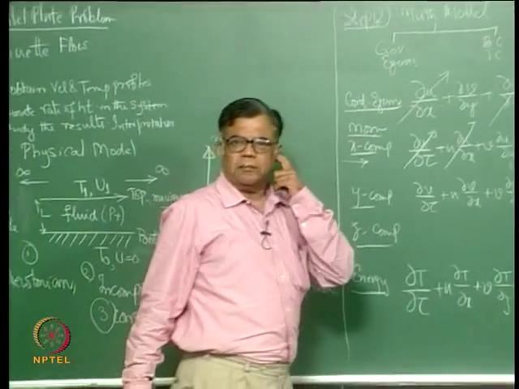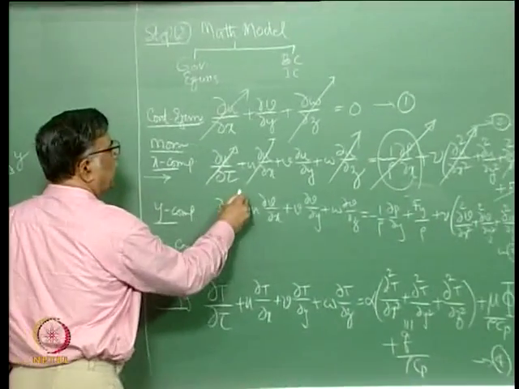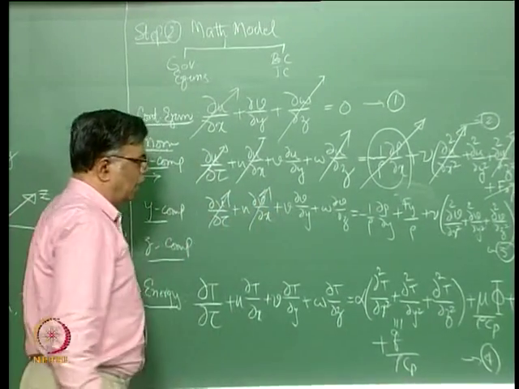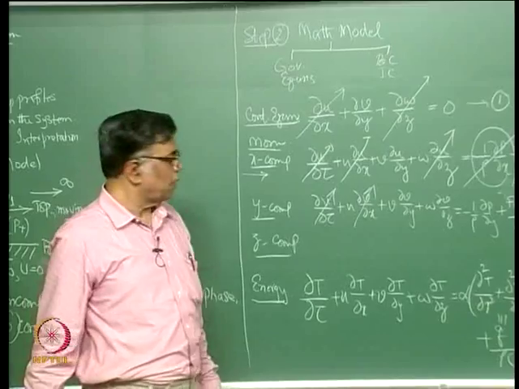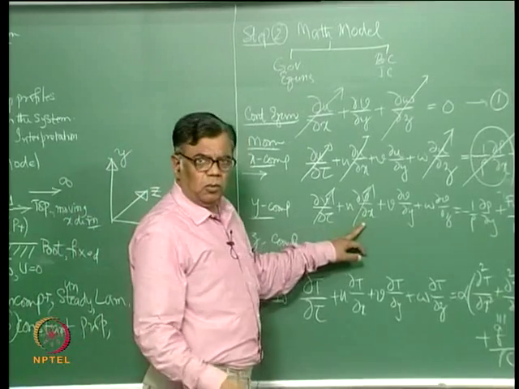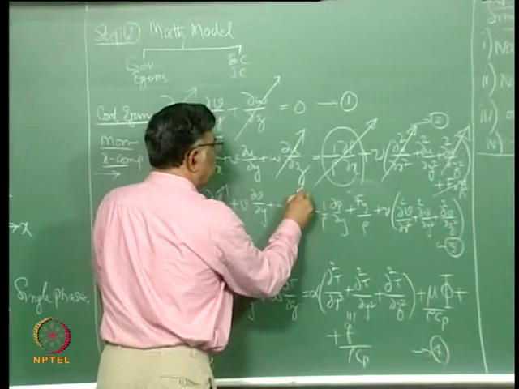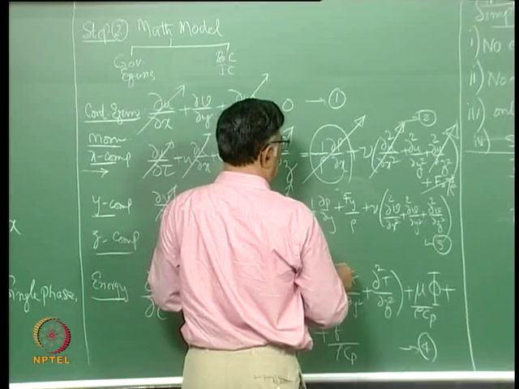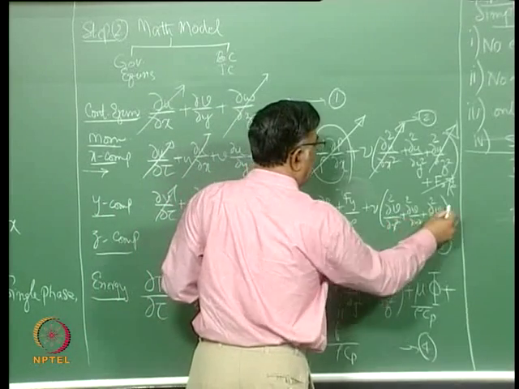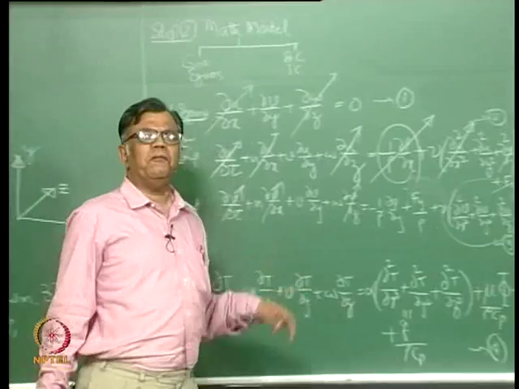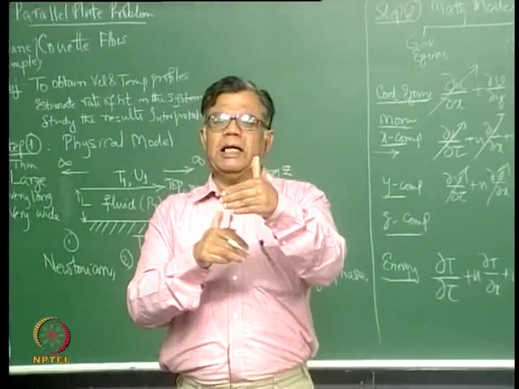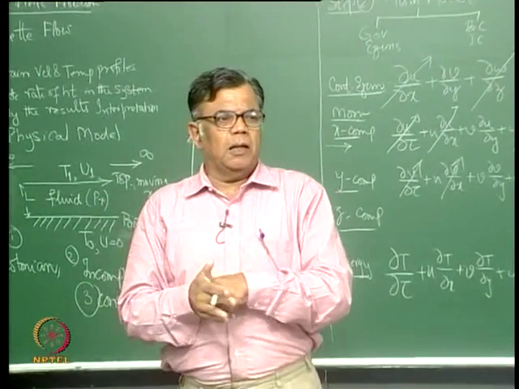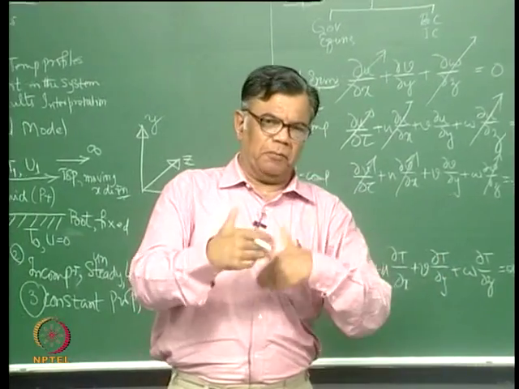This is very interesting. Same thing here. Del V by del tau, del V by del X will go. Del V by del Z will go. Okay, we will invoke a boundary condition and do it. I wanted to write it later, but we'll do that.